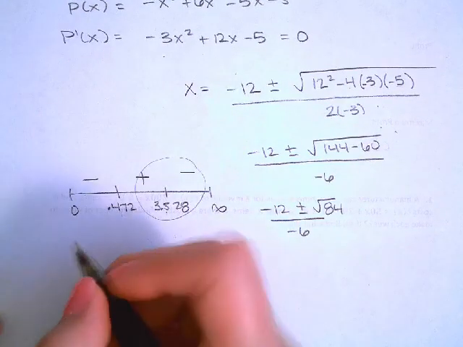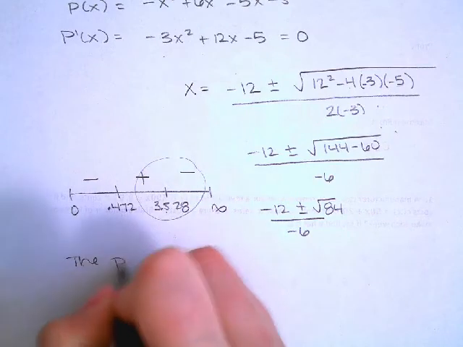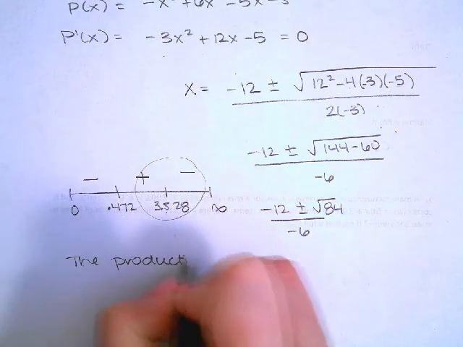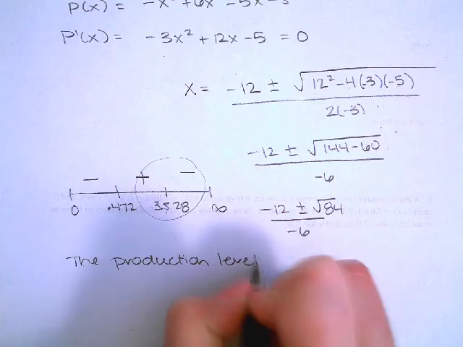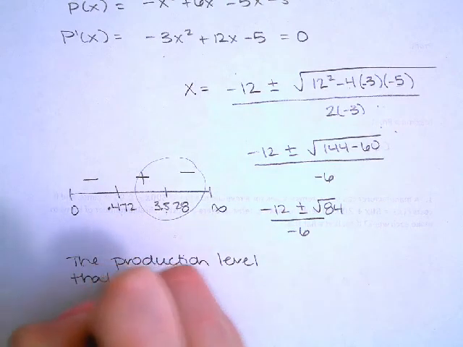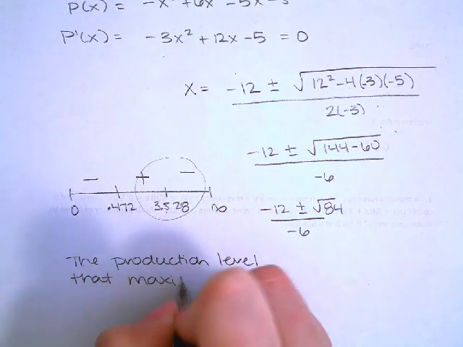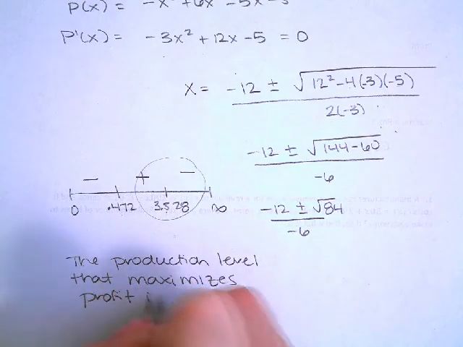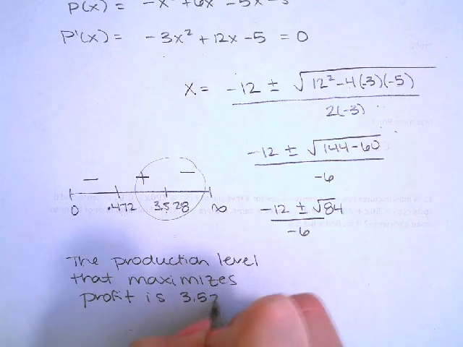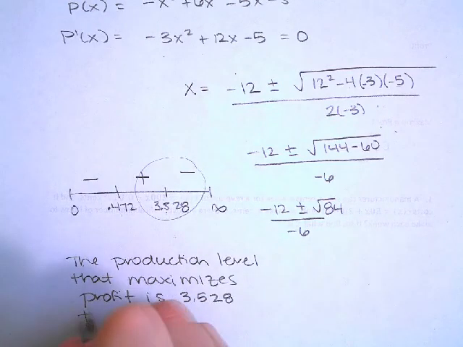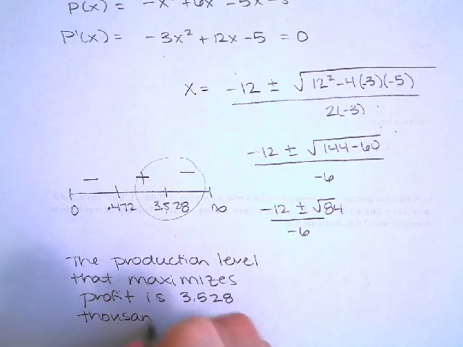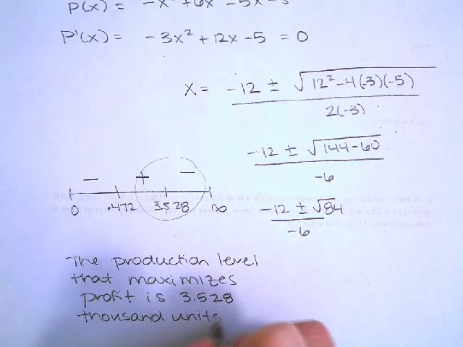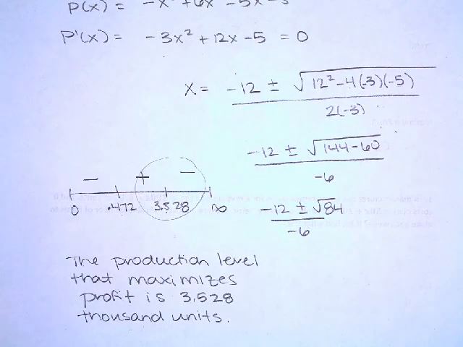All right. So the production level that maximizes profit is 3.528 thousand units. So 3.5 thousand, or 3,528, basically, is what you've got there.